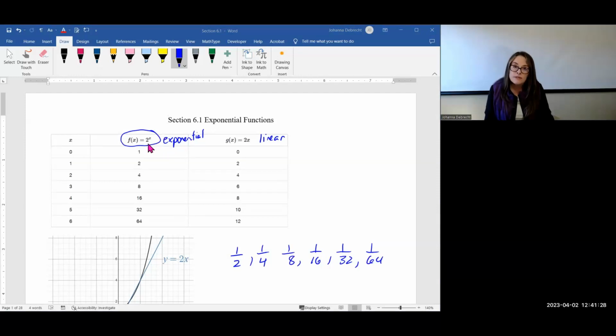That means our growth factor is 2, and there is no coefficient, so it's an understood positive 1. And notice that when we move from one Y value to the next, we're multiplying what was there previously by 2. So we're getting 1 times 2, 2 times 2, 4 times 2, 8 times 2, 16 times 2, because the growth factor is 2. If we had 3 to the X, the growth factor would be 3.